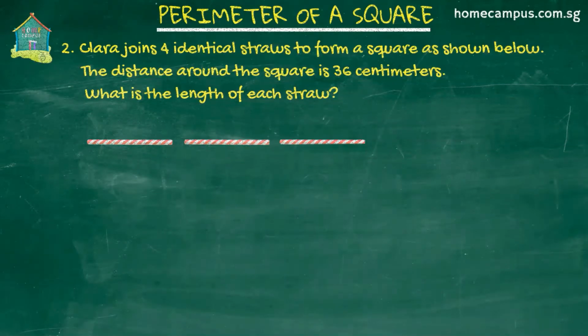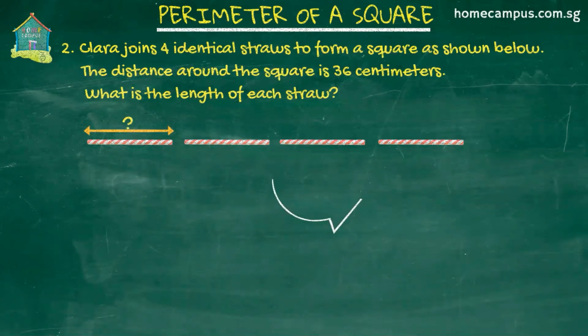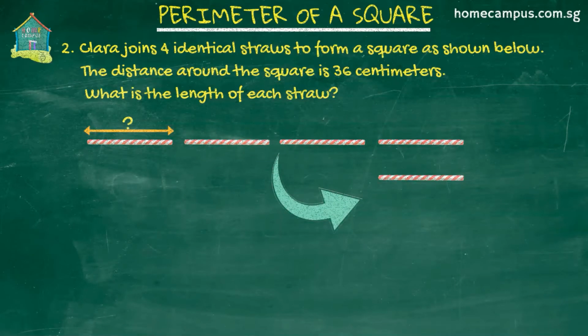If you can immediately see that this question is related to perimeter, then well and good. If you can't, then don't worry. We will take a closer look at it. The question states that the distance around the square is 36 centimeters. Recall that the perimeter of a figure is nothing but the distance around it.